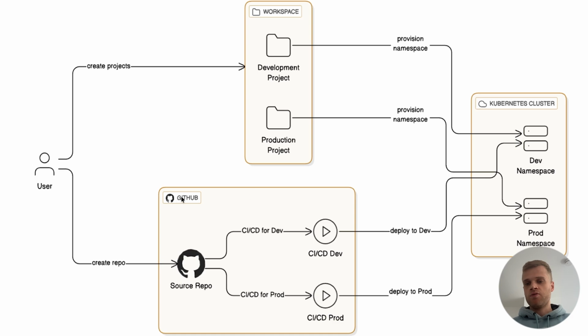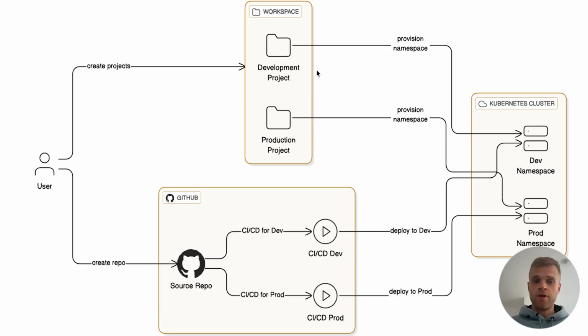And that gives us those 2 namespaces. And then we also have a GitHub repository that gets set up, and all of the secrets and environment variables get injected by the connector. And that basically ensures we have a working CI/CD pipeline both for dev and for prod.